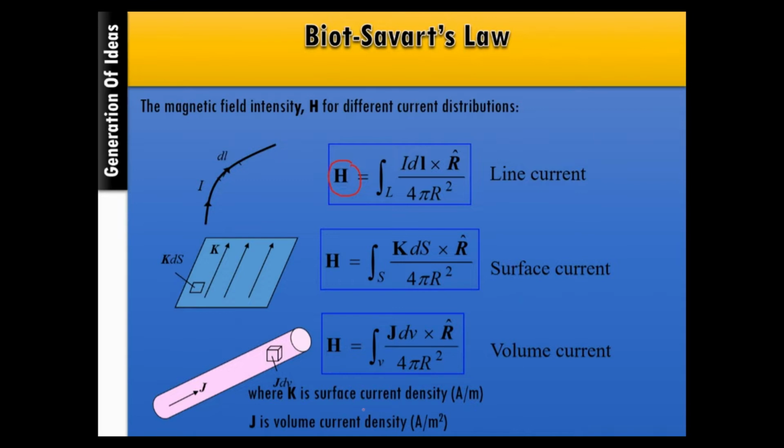Where K is the surface current density. This one is the current I, the current itself that passes through the wires. So this is the surface current density. And for the volumes, you will be using the volume current density to find the magnetic field inside a volume of structures.